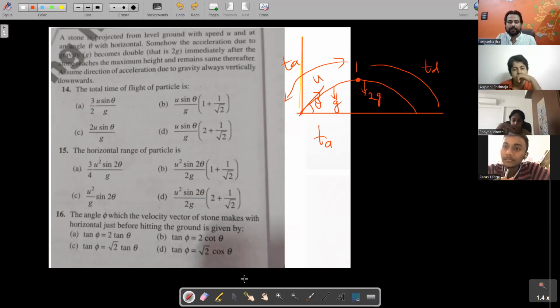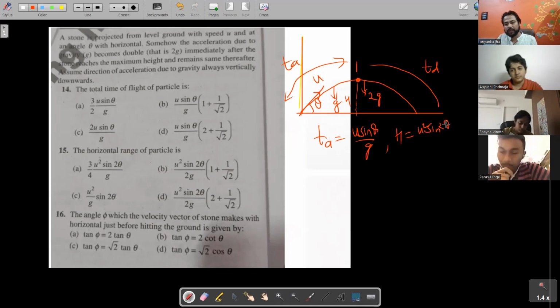You'll feel the difference. See, time of ascent we know, that is u sin theta upon g. We also know H max, that is u square sin square theta upon 2g, because from here to here acceleration is g. Now you have to find the time taken by this stone to come down. So this particle is now coming from here to here. So this is the maximum point. At maximum point, this particle will have only horizontal velocity, no vertical velocity.